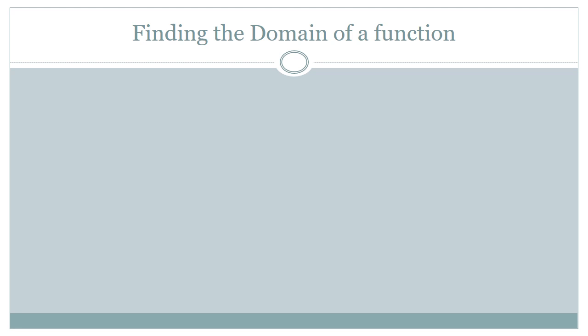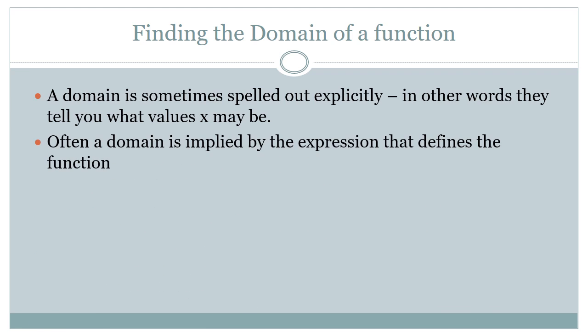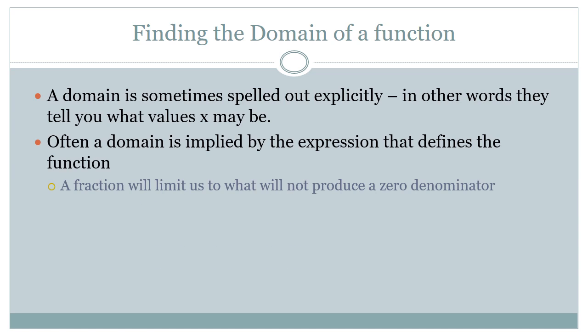Now, we've mentioned domain. How do we find the domain of a function? Well, sometimes it's spelled out explicitly. In other words, they'll say, hey, x needs to be whatever. Often, it's implied by the expression that defines the function. If we have a fraction with an x in the denominator, that's going to limit our domain because we don't want to have a 0 denominator.